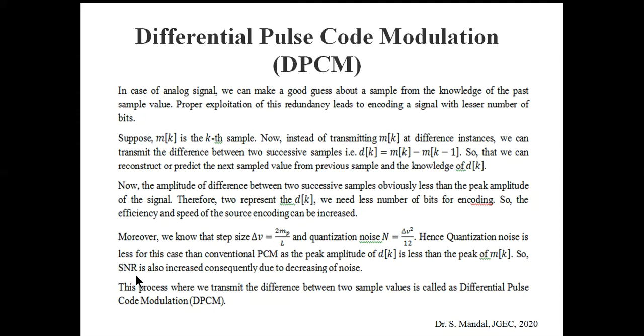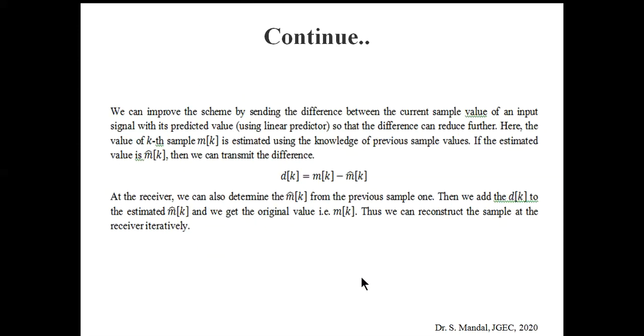Moreover, SNR is also dependent on the value of noise. As the quantization noise is reduced in case of DPCM, obviously the SNR, which denotes the quality of a communication system, is improved due to the decreasing of quantization noise. So that is the basic operation or basic concept of DPCM, differential pulse code modulation.